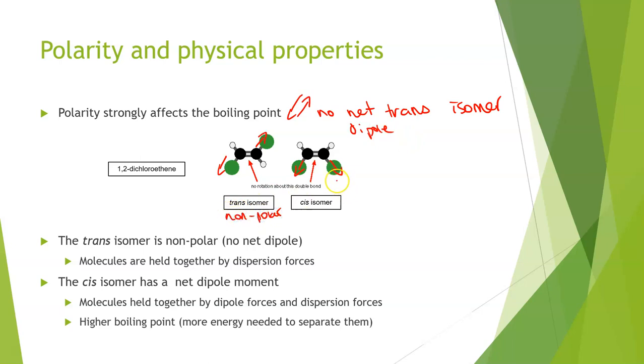However, on the cis isomer, we will actually end up with a net dipole where we would have one side that would be more negative than the other. So we would have a polar cis isomer. This means that our cis isomer would have the higher boiling point than the trans isomer. The trans isomer would only be held together by dispersion forces, whereas the cis isomer would have dipole-dipole interactions. And this is critical when we start thinking about evaluating different compounds in the way that we think they would behave.